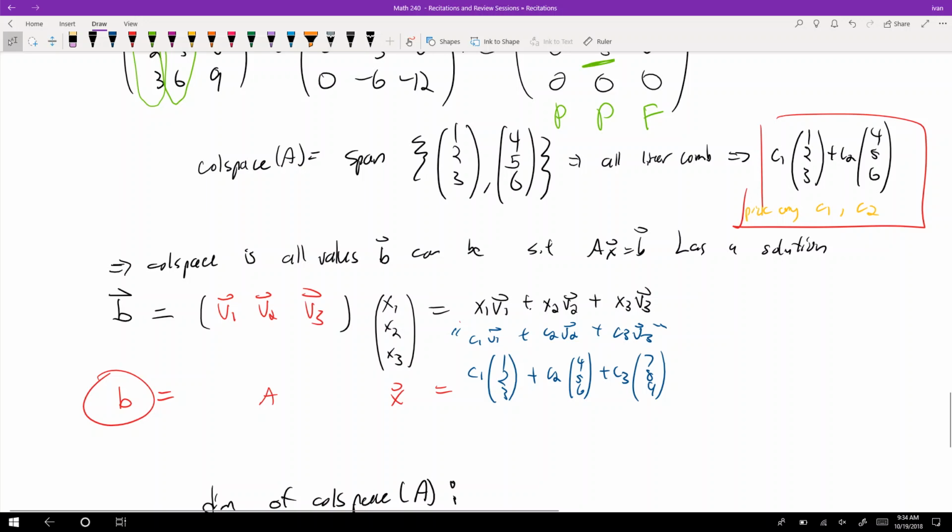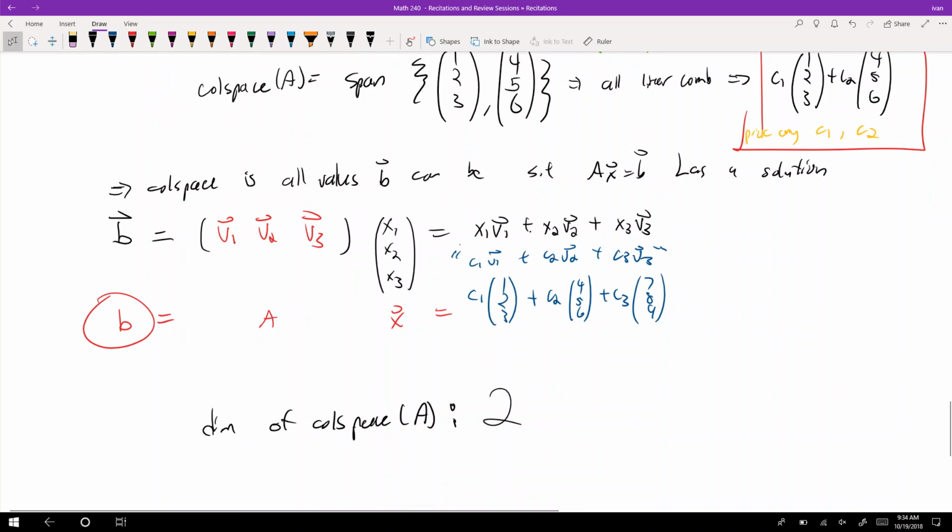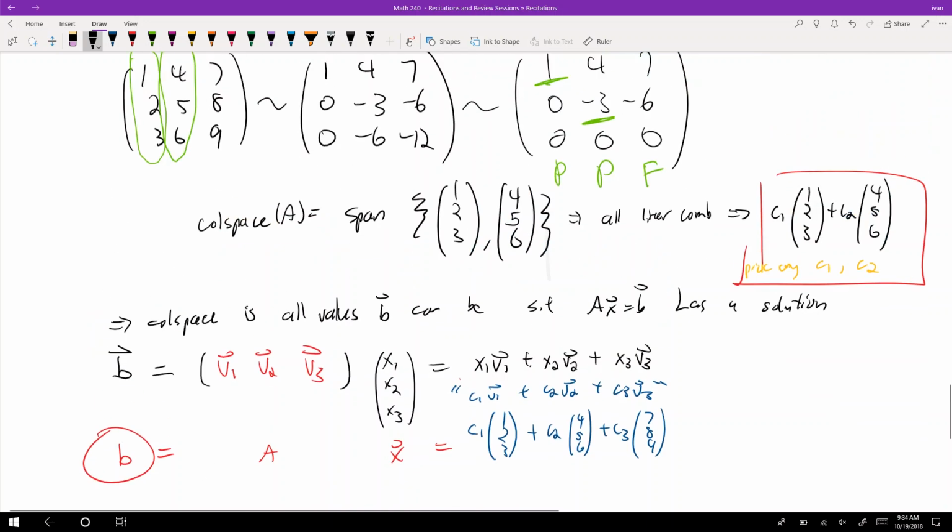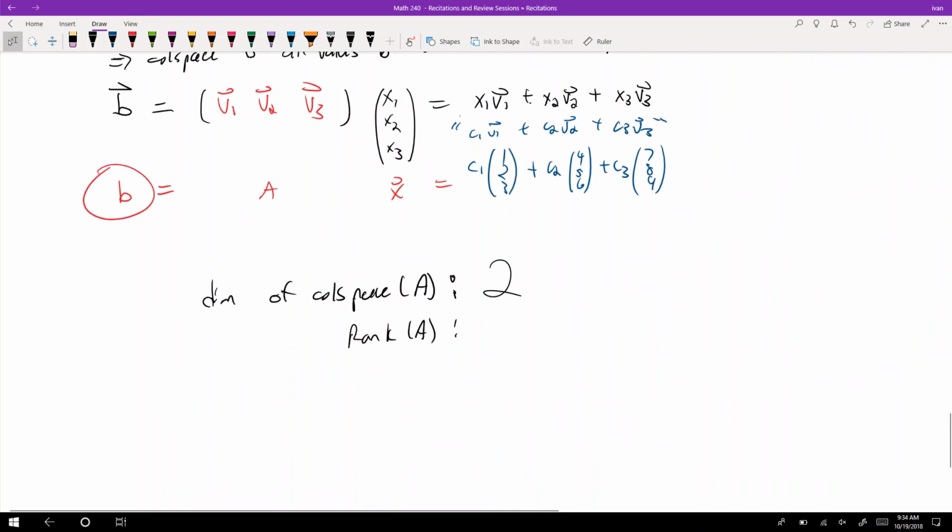Yeah, it's 2, right? Because I have 2 vectors in here. So the dimension is equal to 2. And what is the rank of A? Yeah, it's also 2, right? Because I have 2 pivots.